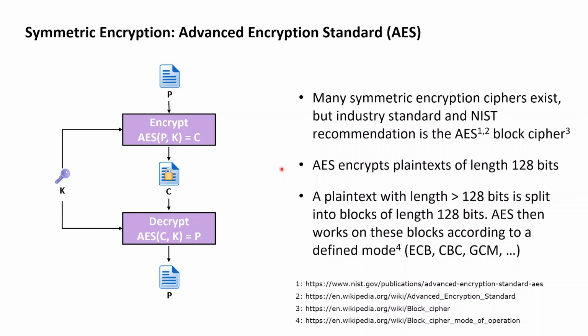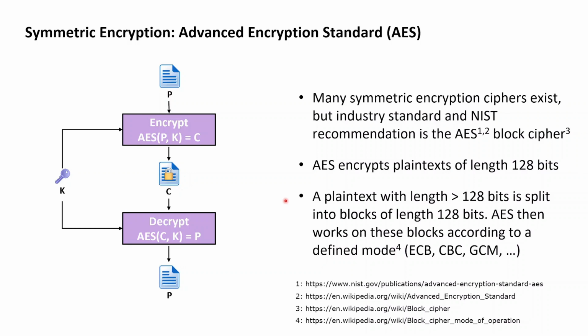and in order to make these block ciphers such as AES practically usable, plaintexts of length more than 128 bits are split into blocks of length 128 bits, with these blocks of then 128 bits each then fed into the block ciphers such as AES according to a certain block cipher mode of operation.